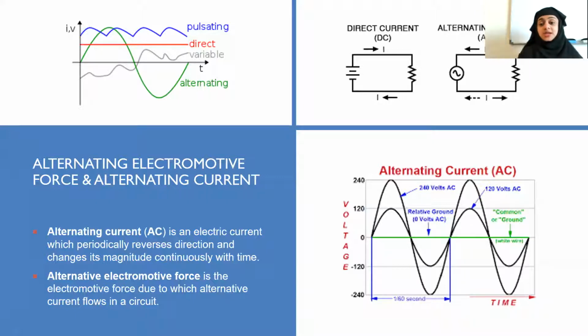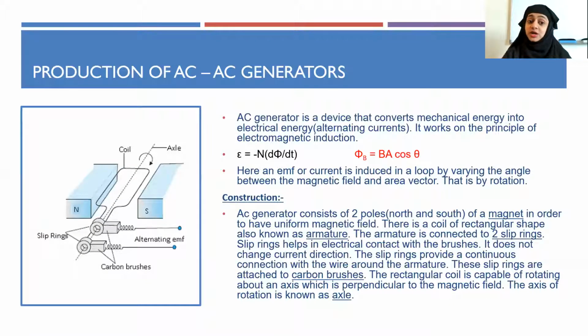So let us see now how we can produce this alternating current using a generator or dynamo. Have you learned about AC generators and dynamos before?